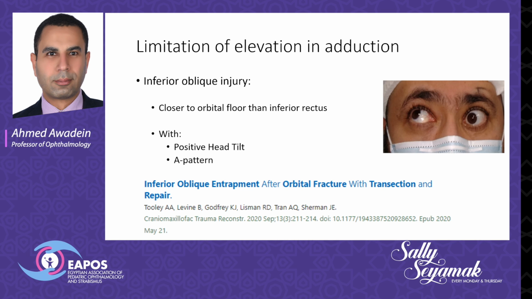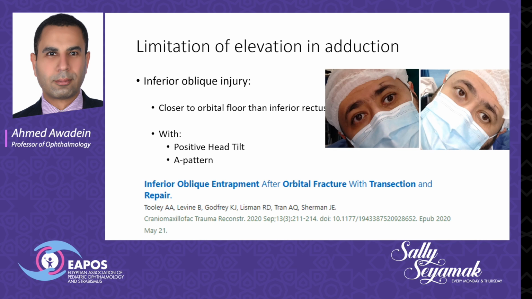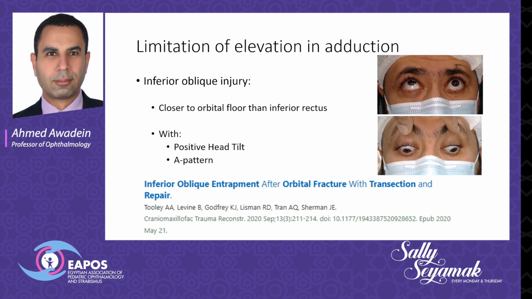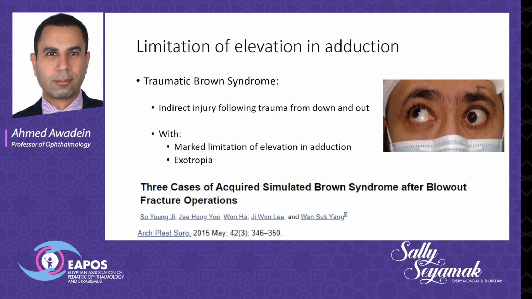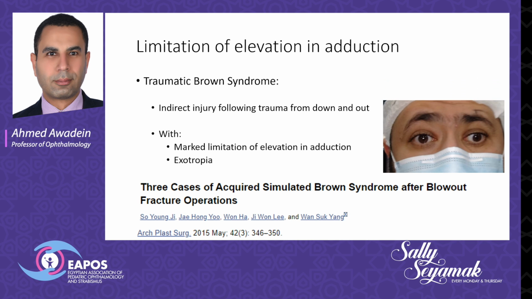The signs which are in favor of the inferior oblique injury: the positive head tilt, and an A pattern exotropia. The other possible explanation for the limitation of elevation in adduction is a traumatic Brown syndrome. This can be caused by an indirect injury to the trochlea following trauma from down and out. The clinical signs which are in favor of a Brown syndrome included the marked limitation of elevation in adduction and the significant exotropia in the primary position.